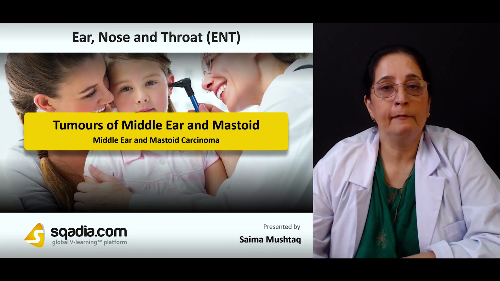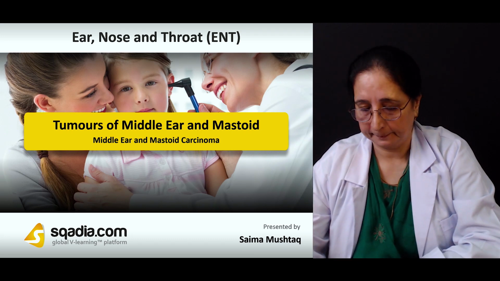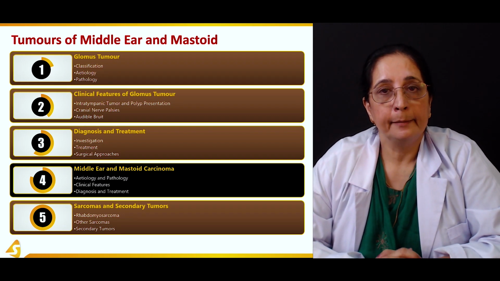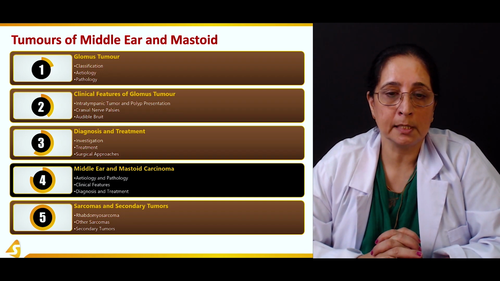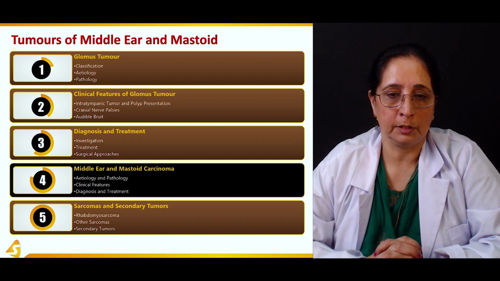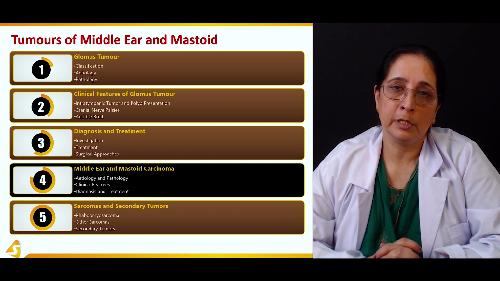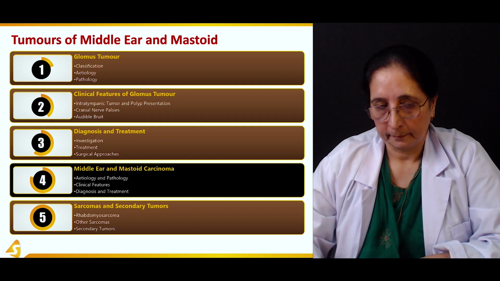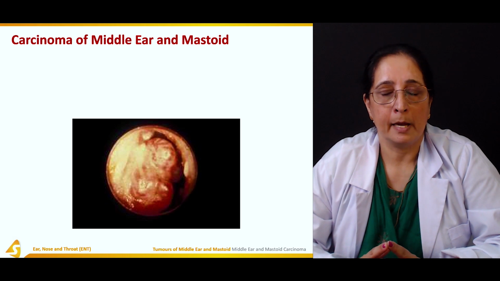In this section now we will talk about the middle ear and mastoid carcinomas. What's the etiology and pathology of middle ear and mastoid carcinoma? We will discuss that in this section. And also what are the clinical features of middle ear and mastoid carcinoma, diagnosis and treatment of middle ear carcinoma. So first, the carcinoma of the middle ear and mastoid.